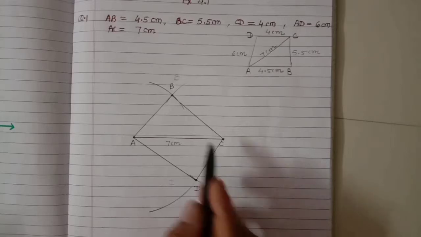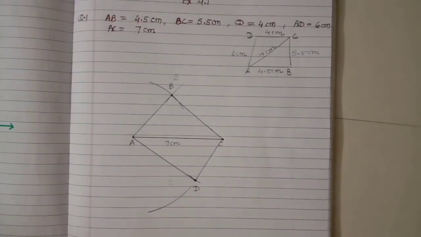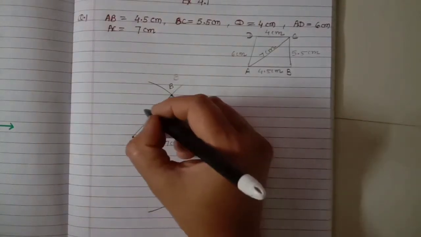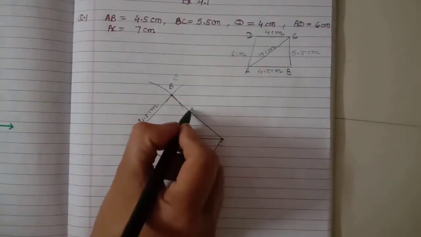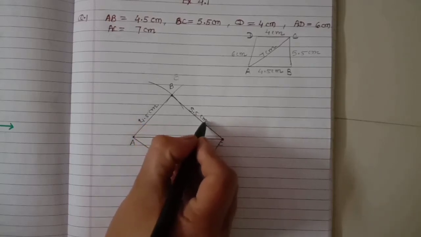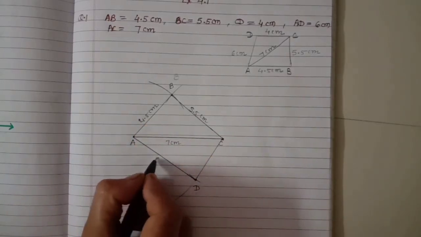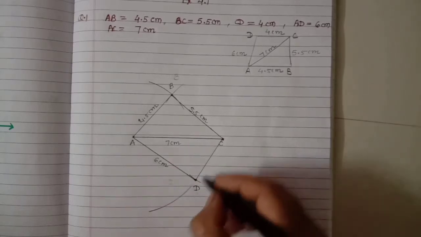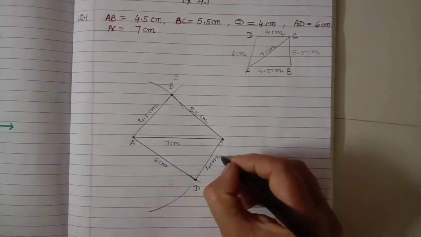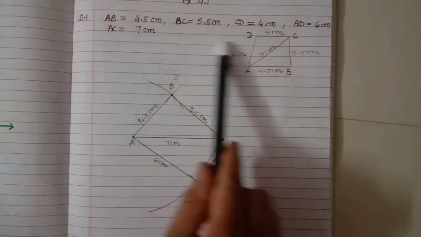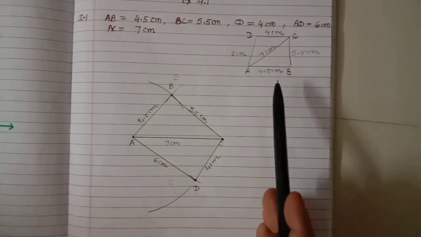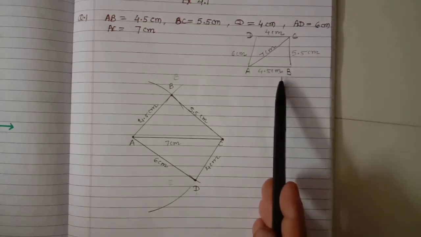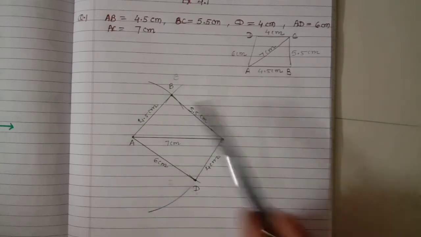Now we will write the measurements of each side. AB equals 4.5 centimeter, BC equals 5.5 centimeter, AD equals 6 centimeter and CD equals 4 centimeter. So with the help of these given 5 measurements, we made a unique quadrilateral ABCD. Students, remember, first we will make a rough diagram. It helps to draw this diagram.